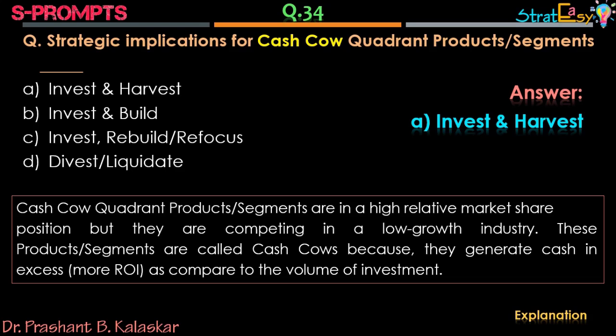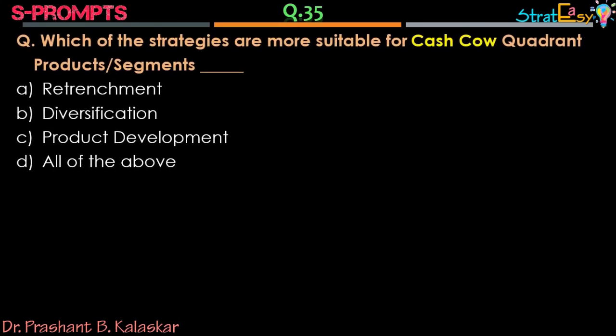These products or segments are called cash cows because they generate cash in excess, that is, more return on investment as compared to the volume of investment. Question number 35. Which of the following strategies are more suitable for cash cow quadrant products or segments? And the right answer is option D, all of the above.